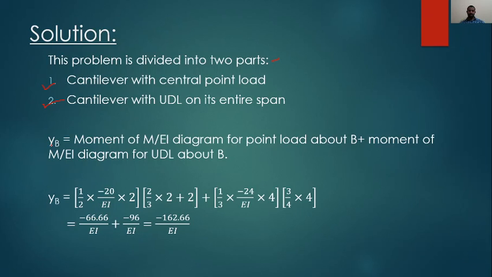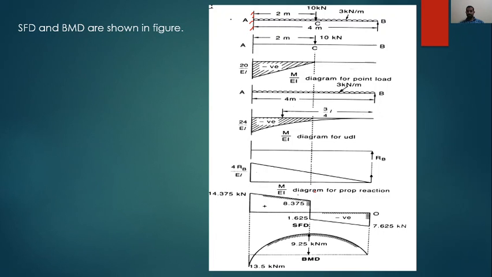In this moment area method, deflection is nothing but A x bar by EI, that is, moment of the M by EI diagram. Let us calculate the moment of the M by EI diagram for the point load as well as the UDL, and then we add those two. So we'll go back to the diagram. For a point load like this on a cantilever, we'll get a bending moment diagram like this. If the load is 10, the moment at this point will be 2 into 10, that is 20, and because of the point load we have a triangular variation.